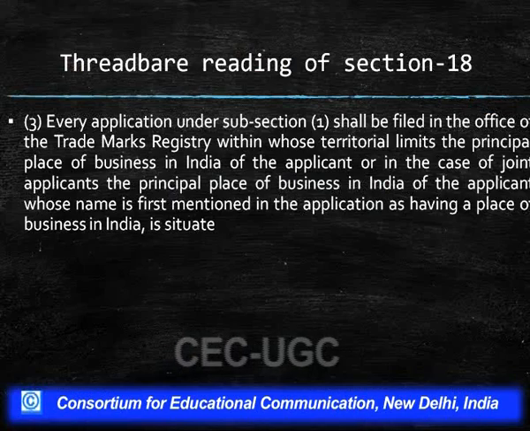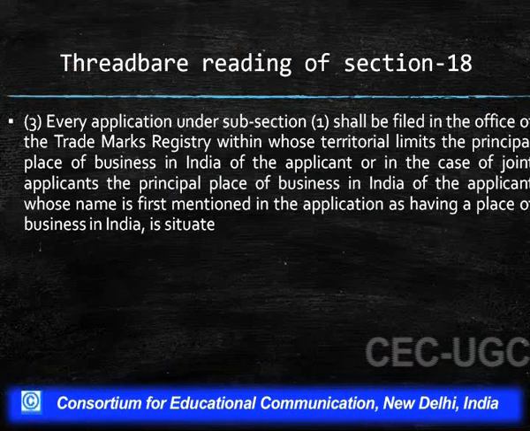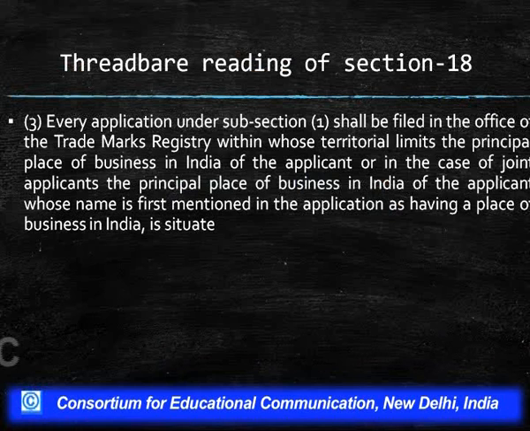Further, you see, section 18 reads that every application under subsection 1 shall be filed in the office of the trademark registry within whose territorial limits the principal place of business in India of the applicant is situate, or in the case of joint applicants, the principal place of business in India of the applicant whose name is first mentioned in the application as having a place of business in India. This clause talks about the territorial jurisdiction, or finding the place for registration. I'll cover this in the later part, where I'll deal with where to file the trademark application.